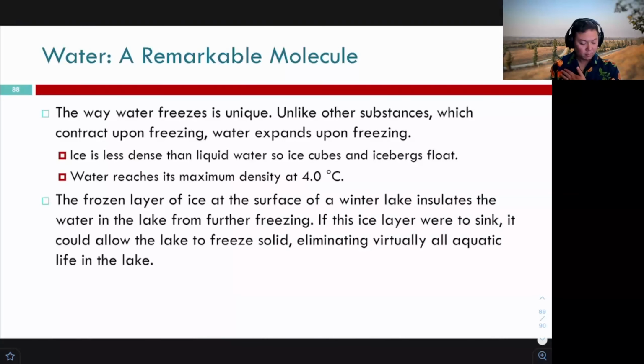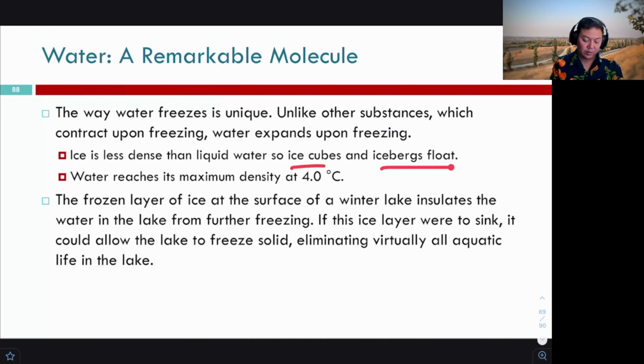Water also freezes in a unique way. Most things, when they freeze, contract and get smaller, which makes them more dense. Instead, water, when it freezes, expands, which is why if you've ever put a soda can in the freezer, it sometimes explodes, or sometimes just bulges out crazily. That's because the water expands.